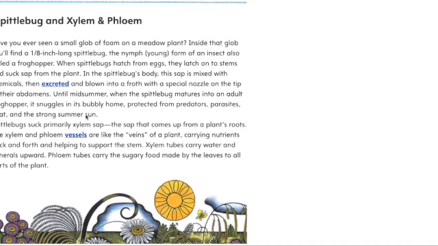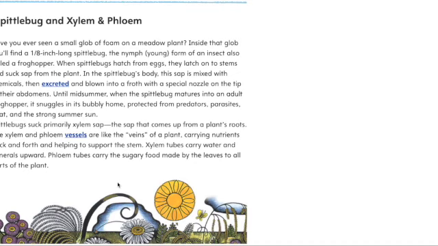Have you ever seen a small glob of foam on a meadow plant? Inside that glob, you'll find a 1/8 inch long spittlebug, the nymph, young form of an insect, also called a froghopper. When spittlebugs hatch from eggs, they latch onto stems and suck sap from the plant. In the spittlebug's body, the sap is mixed with chemicals, then excreted and blown into a froth with a special nozzle on the tip of their abdomens. Until midsummer, when the spittlebug matures into an adult froghopper, it snuggles in its bubbly home, protected from predators, parasites, heat, and strong summer sun.